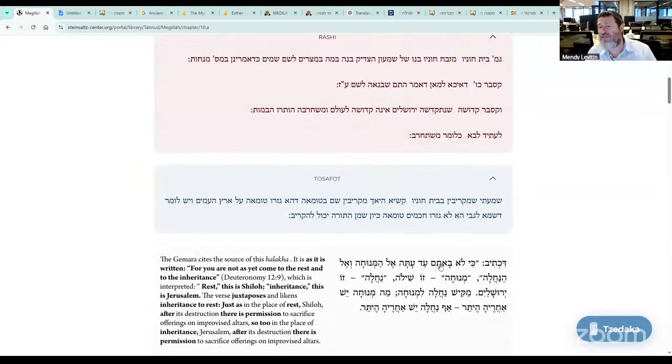Again, Tosfos says another thing. Tosfos is of the opinion that the house of Chonyo was not in Menachos. Tosfos says that the Rabbeinu Tam, I think, says they did not sacrifice in the house of Chonyo for Jews. It was only a place of sacrifice for Gentiles, B'nai Noach.